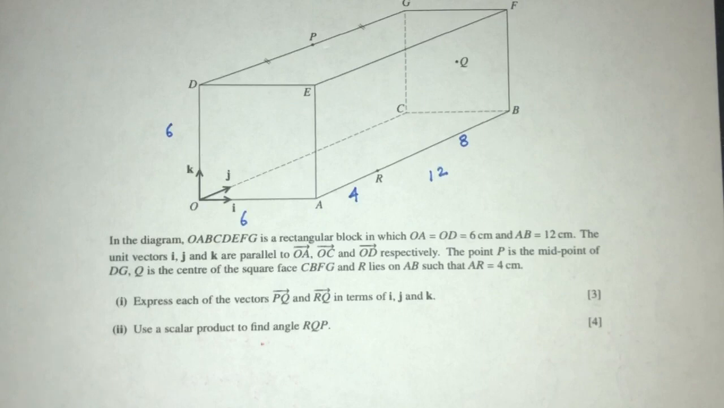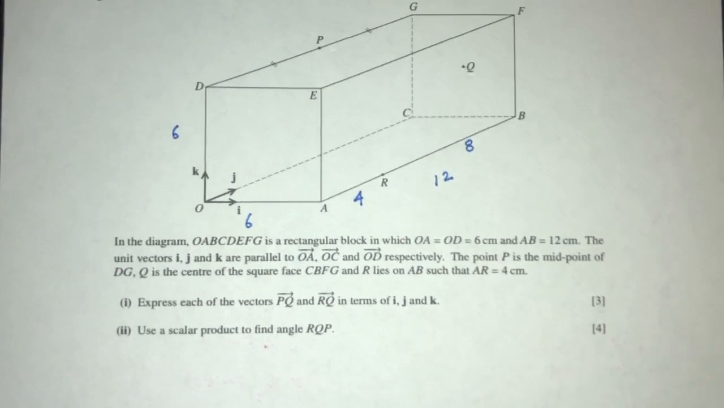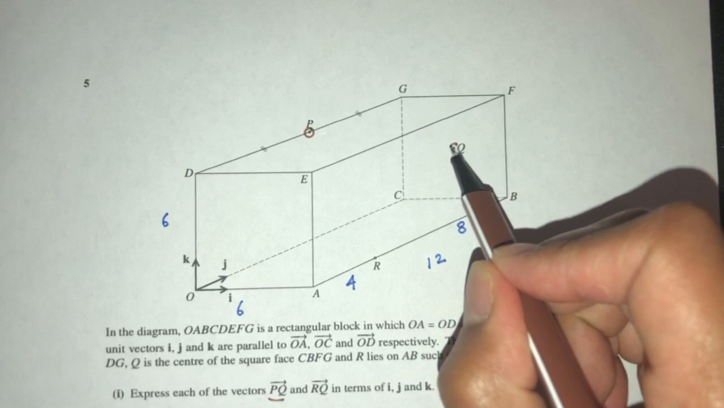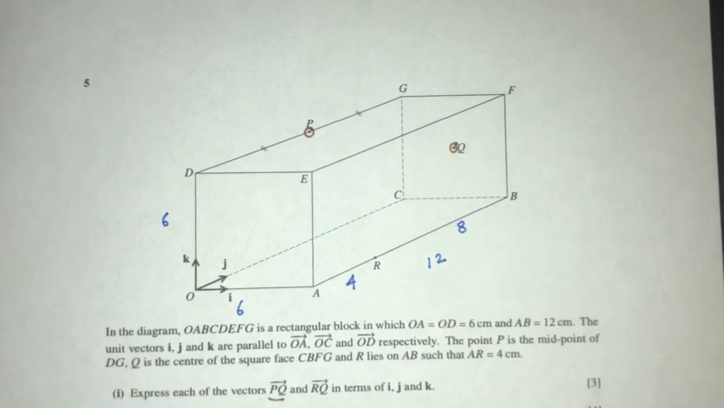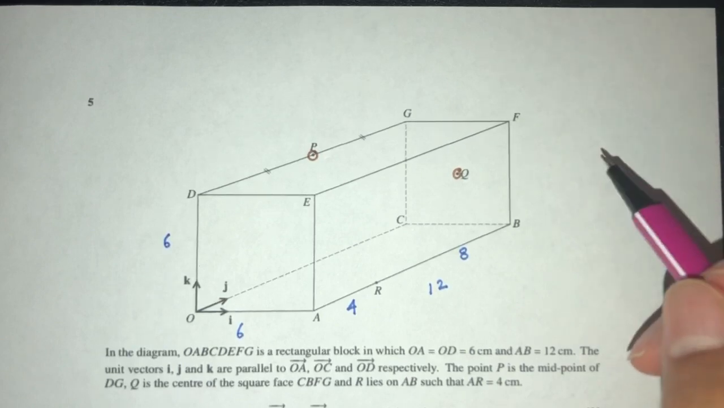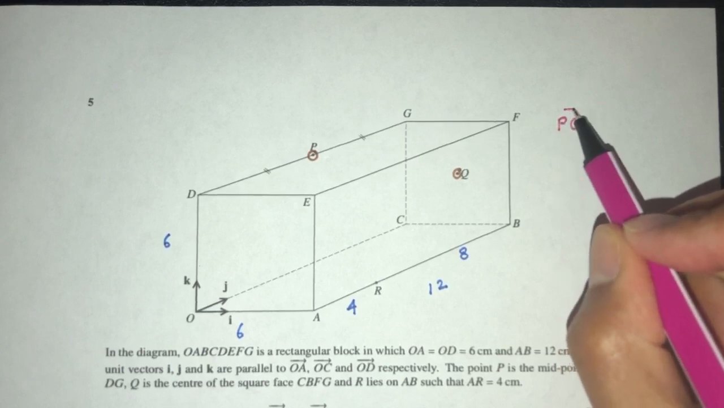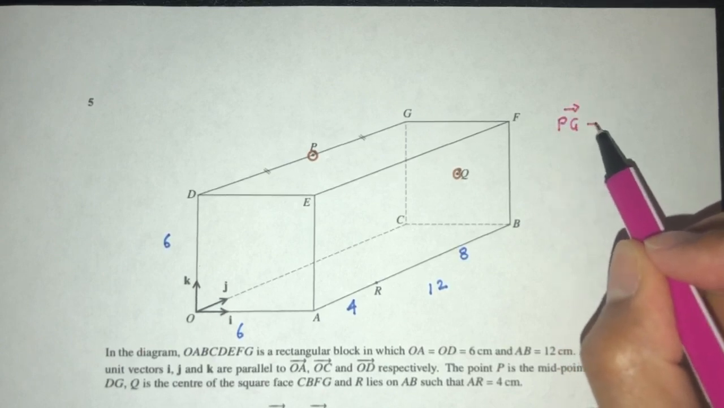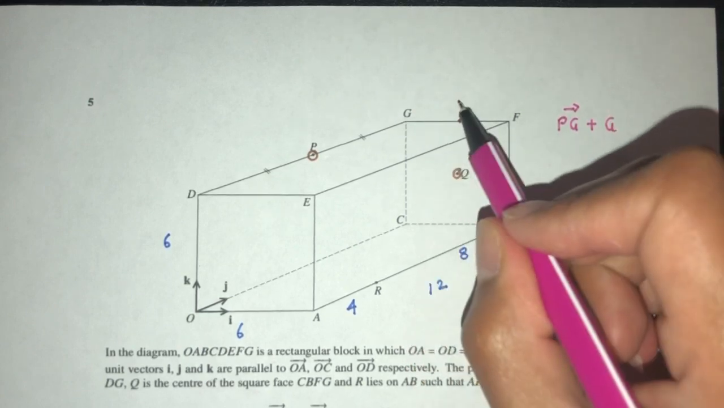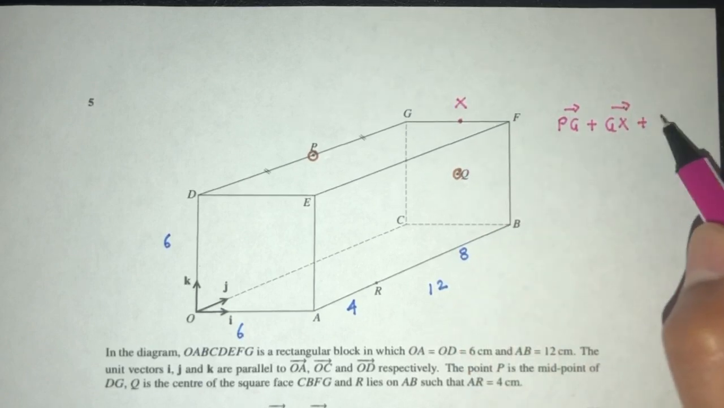Okay, let's move on. Now part 1, we have to find the vectors PQ and RQ in terms of I, J, and K. So first thing first, PQ. From P, go into Q. Let's look at the diagram and see how can you move from P to Q. By observation, you can move from P to G, and from G, let me call this X, the midpoint of GF. Move to the midpoint. And then finally from X, we go to Q.